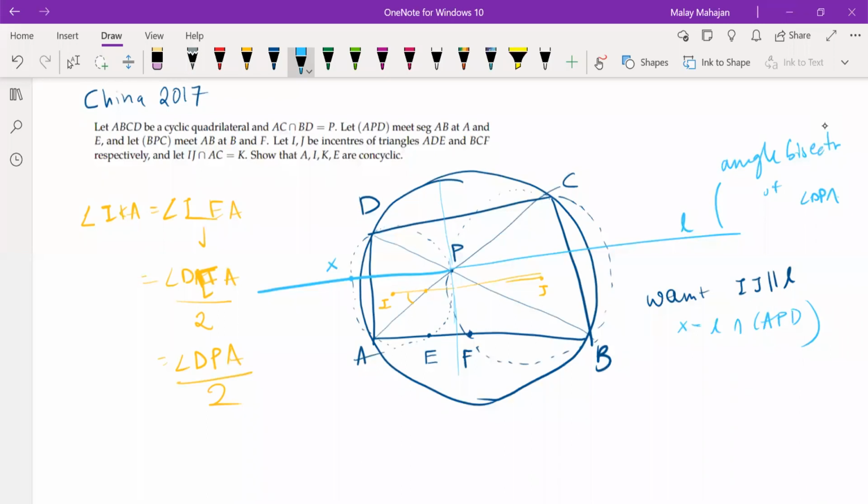So X, I, E are collinear. And similarly on the other side, I'll just shift J a bit. Yeah, and now you want IJ parallel XY.